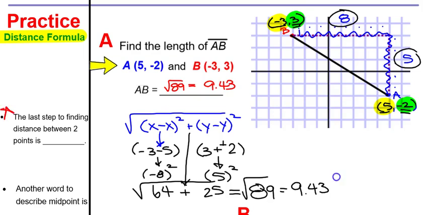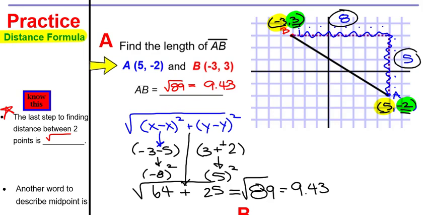One thing that I really want you to think about is what is the last step to finding the distance between any 2 points, and that is the square root. That is one of those things that students forget often. So make sure that you got that down. When you're taking a distance, you always square root at the very end.